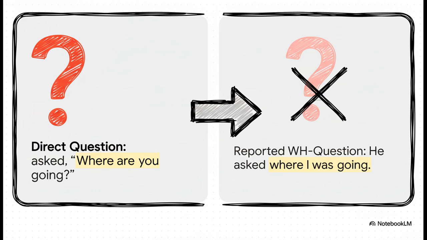The logic is almost exactly the same. You keep that question word, but you guessed it, you still have to flip the rest of the sentence back to statement order. Where are you going becomes he asked where I was going. Notice the question mark is gone too, because it's not a direct question anymore.